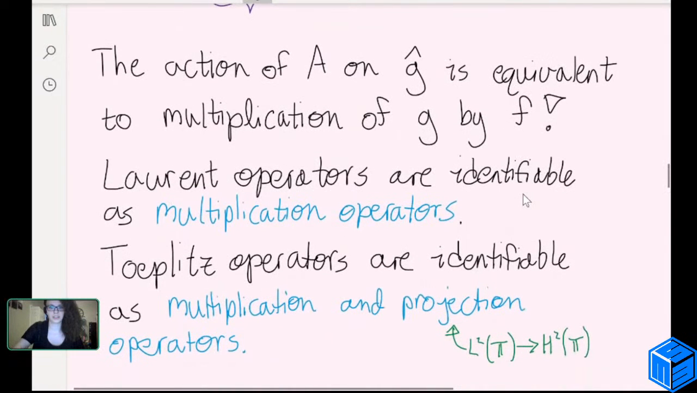Toeplitz operators are, of course, a little bit different because they are semi-infinite and not doubly infinite. And so we identify them as multiplication and projection operators. The projection that's involved is the projection from the space of square integrable functions on the circle to the Hecke space.